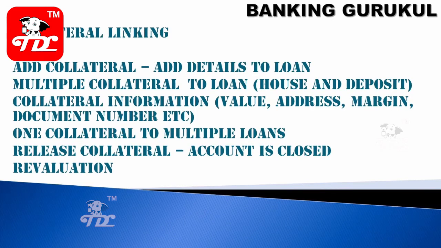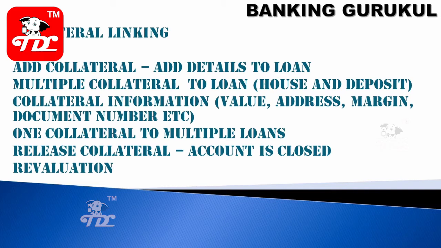So collateral linking. Like when you want a loan, you have to give a collateral. If it is a housing loan, your house will be the collateral. If it is a vehicle loan, your vehicle will be the collateral. So in collateral, after the loan is credited, we will enter all the collateral details. The details can be what is the house address, what is the land size, what type of building it is, what is the value, everything will be entered into the collateral.